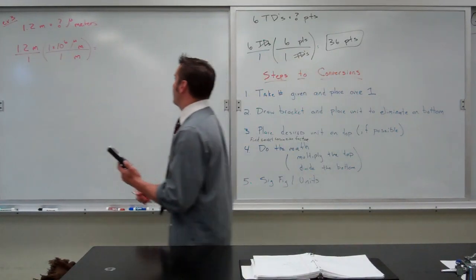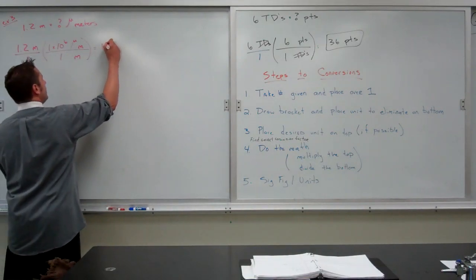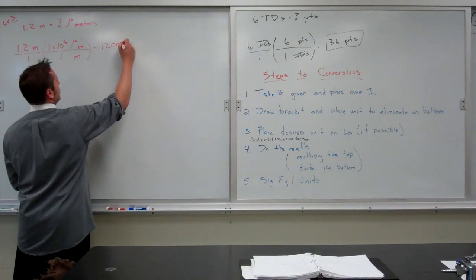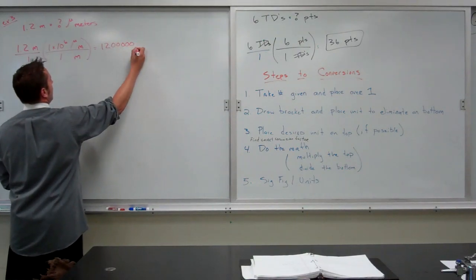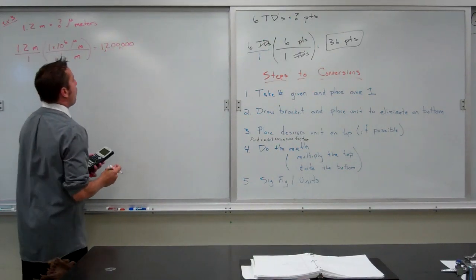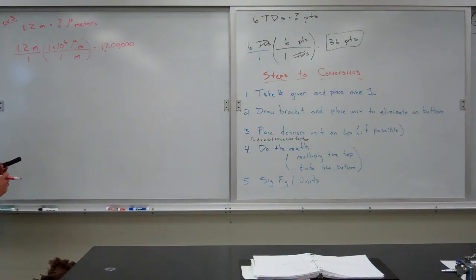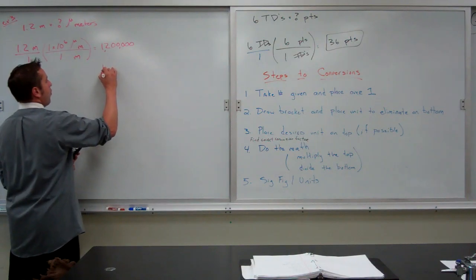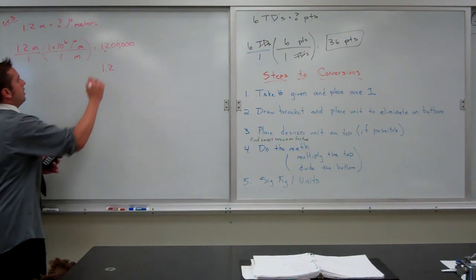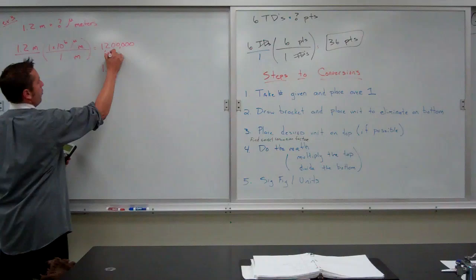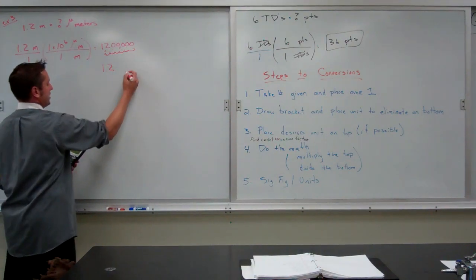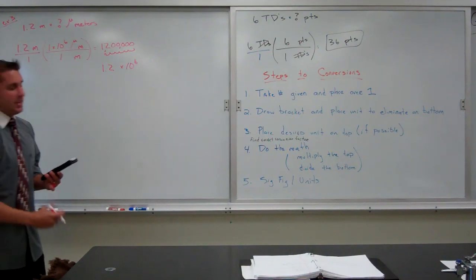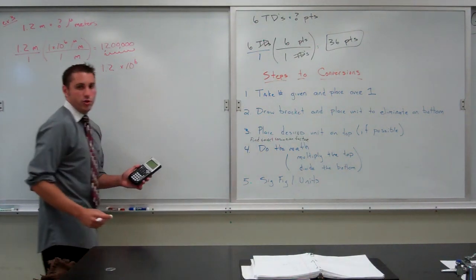And my calculator spits out 1, 2 with 5 zeros. So it looks like 1.2 million. I would turn this into scientific notation. So we're going to call this 1.2. And then move the decimal to the right. 1, 2, 3, 4, 5, 6 times 10 to the 6th. Last but not least, check your sig figs and your units.